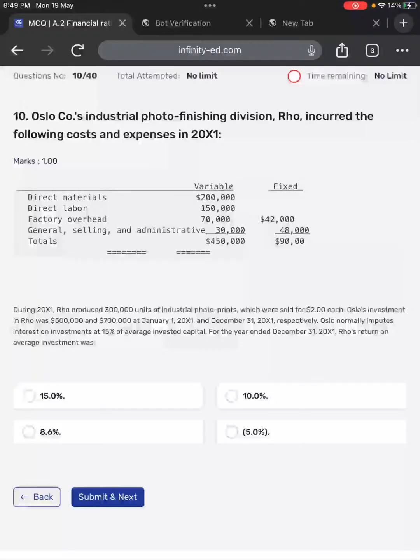And we have already sales 6 lakh and variable cost already given, 4,50,000. And fixed cost, 90,000. Total profit, 60,000 is coming net. 60,000 divided by average investment, 6 lakh, and into 100, 10% is coming. This is 10%. No need to calculate all that. Simple.